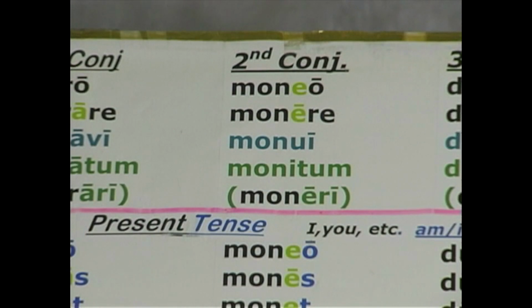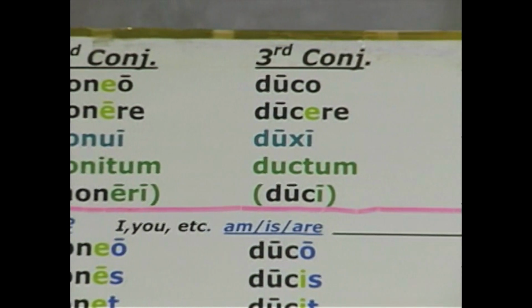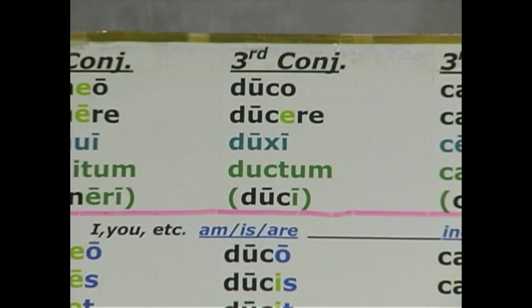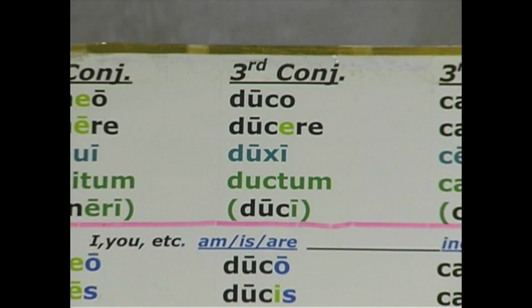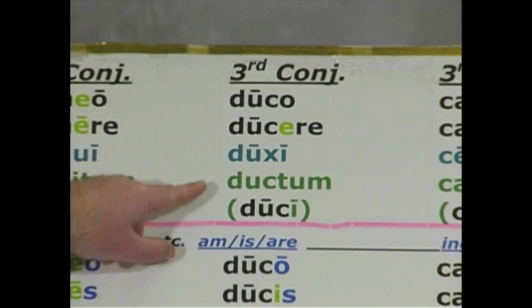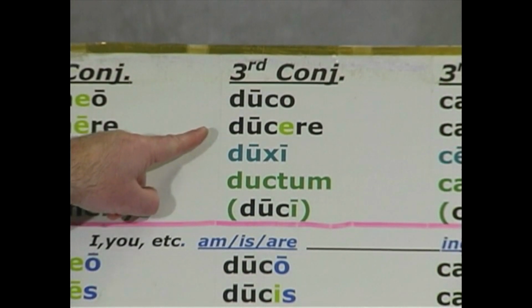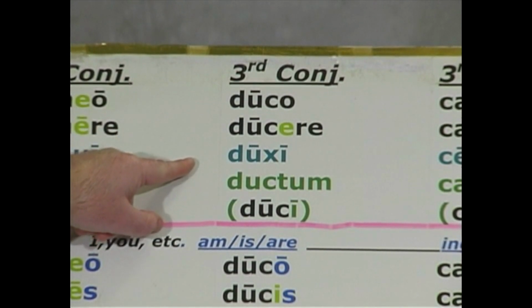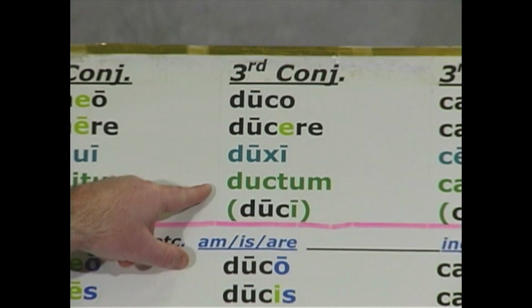Now let's move to the third conjugation. Our model verb will be the verb duco, I lead. Please repeat. And the four principal parts are duco, ducere, duxi, ductum. Everyone? Duco, ducere, duxi, ductum. And the translation? I lead, to lead, I have led, having been led, or simply led.